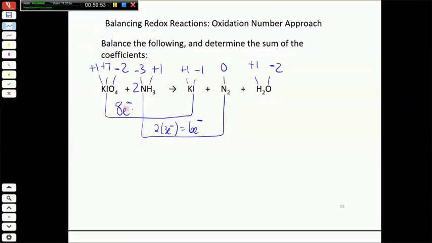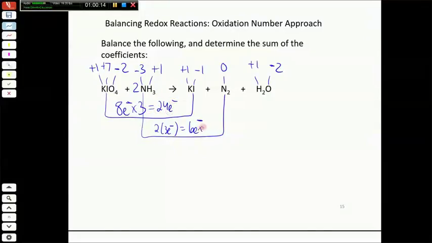So 6 and 8, if we multiply 8 by 3, we get 24. If we multiply 6 by 4, we get 24. If you multiply the two together, 48, that would work, but then you wouldn't get the smallest whole number coefficients. You have to reduce them after that. So if we triple this, that gives us 24 electrons.